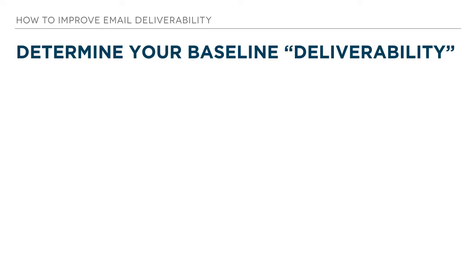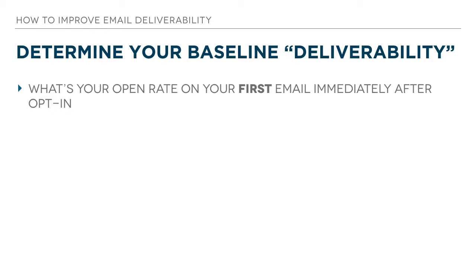Okay, next, determine your baseline deliverability. Now, this isn't really deliverability, but you'll understand what I mean here in a second. What you need to do is determine your open rate on your first email immediately after opt-in. See, here's the problem. People come to me all the time and say, oh man, my deliverability is terrible. I send out my broadcast and my open rate's only 8% or whatever it might be. And so they're trying to tell me that the deliverability is bad. Well, that's not necessarily the case.